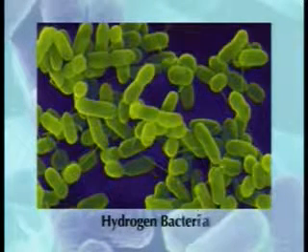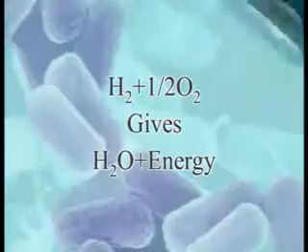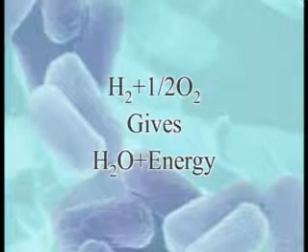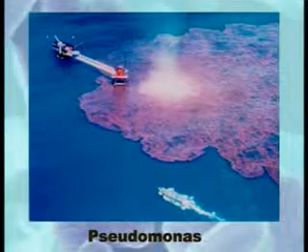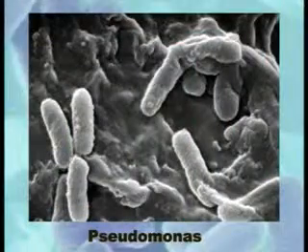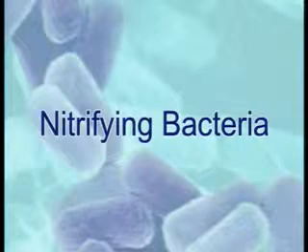Then we have hydrogen bacteria. Many species of chemoautotrophic bacteria have the ability to grow with molecular hydrogen. They oxidize molecular hydrogen, and in this process water and energy are obtained. The common hydrogen oxidizing bacteria are Pseudomonas saccharophila, Pseudomonas facilis, Alcaligenes eutrophus, Paracoccus denitrificans.